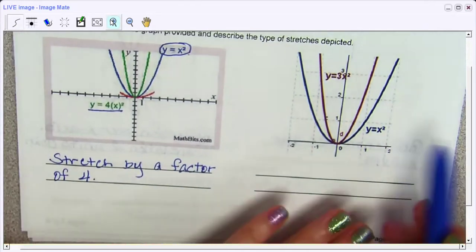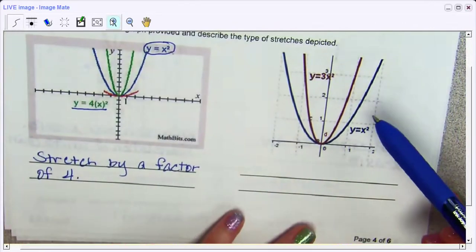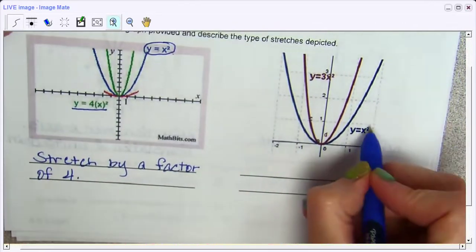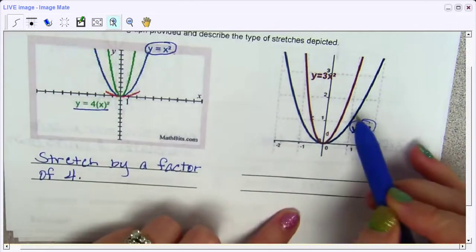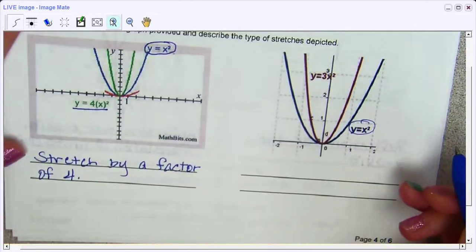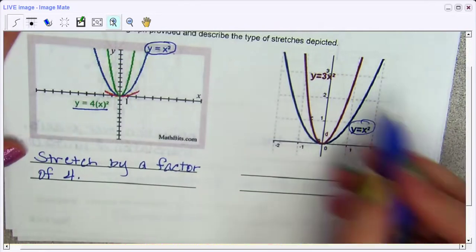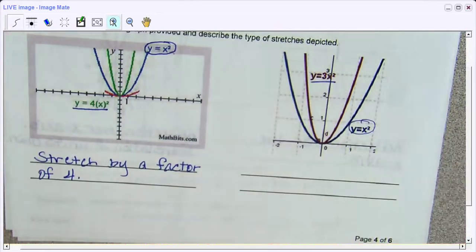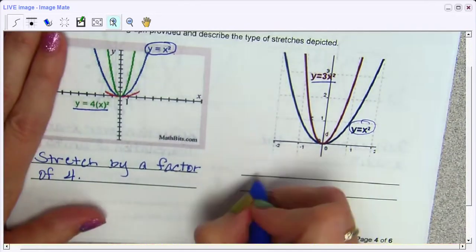And then the next one, again, the blue one tells us that that is the parent function. So the red one, oh, we messed up on this, is a stretch by a factor of 3.